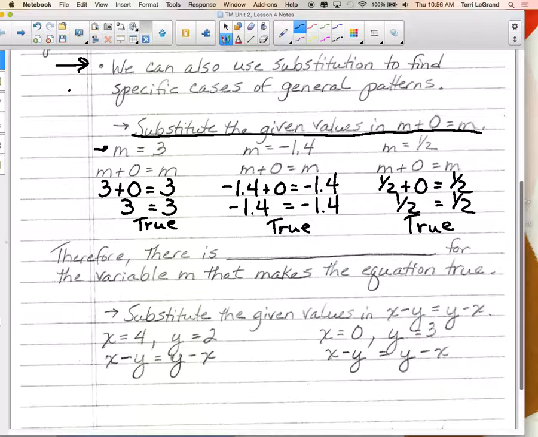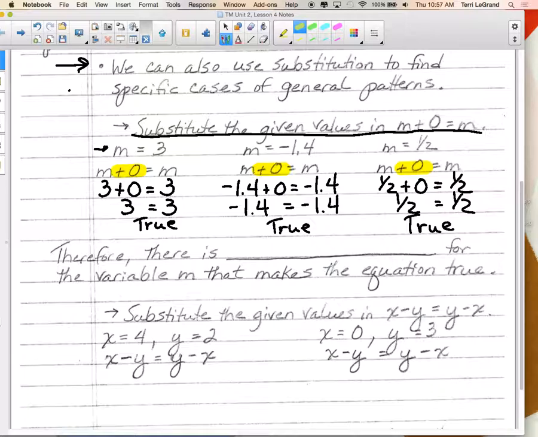What are we doing every time with the 0, Sam? Subtracting. Oh, adding. We're adding 0 every time to the value that we're substituting in, aren't we? So we're subbing in a value, adding 0 to it, and what happens every time? We get the same number. We get the number that we subbed in, don't we? They made it true every time.